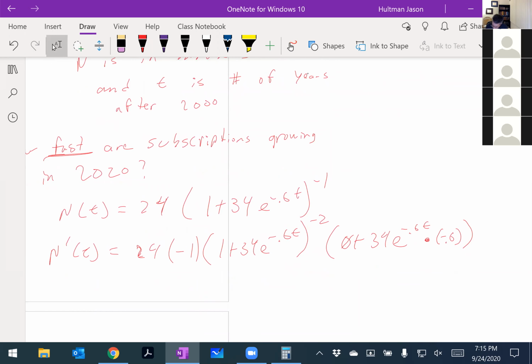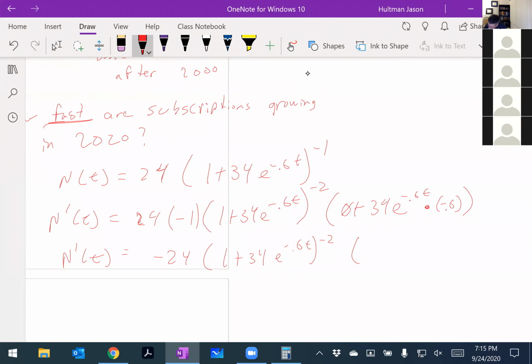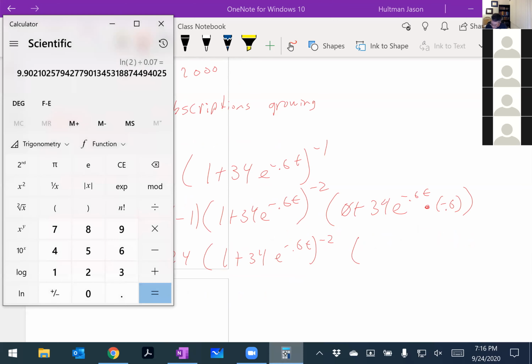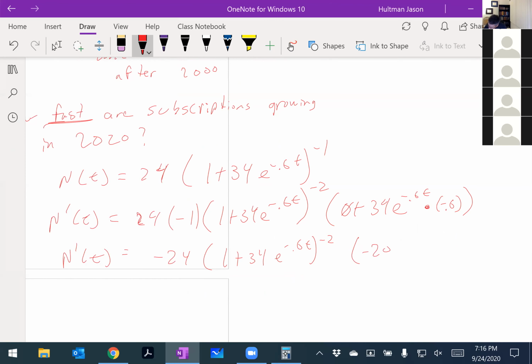Okay, so this is N prime of t is equal to... I've got a bunch of stuff here. I've got 24 times the negative 1, that's negative 24. Let me not skip too many steps here. So I'm just going to go negative 24 times (1 plus 34e^(-0.6t)) to the negative second power, times 34 times negative 0.6. What's 34 times negative 0.6? 34 times 0.6 is 20.4. So this is negative 20.4e^(-0.6t). Boom, nice.